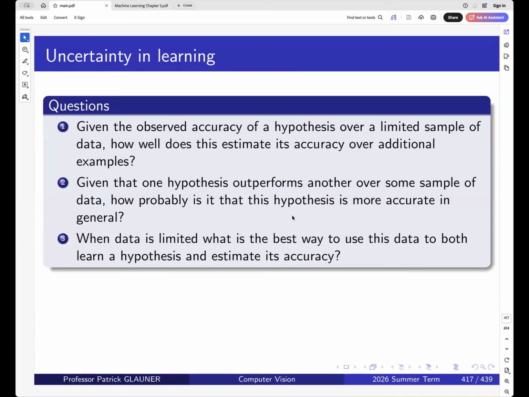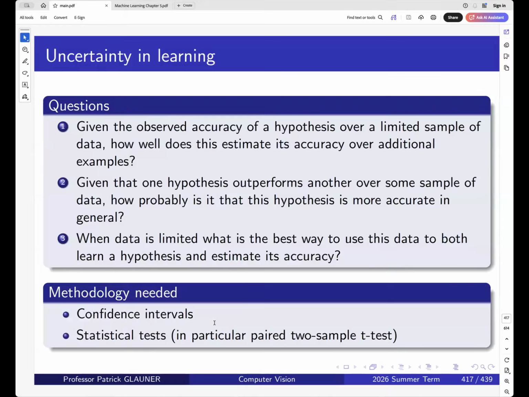But how likely is it that this hypothesis, so this model, is actually more accurate in general, not just in one data set, but in other data sets as well? Or if the data is limited, what is the best way to use this data to both learn a hypothesis as well as estimate the accuracy? All of these questions are relevant to machine learning in general, not just to computer vision.